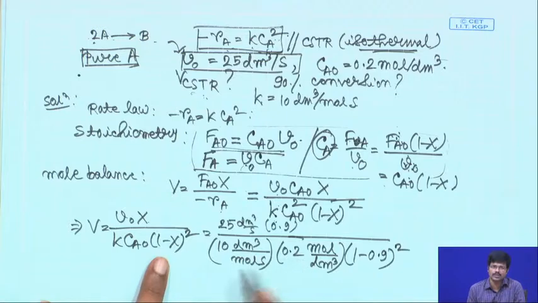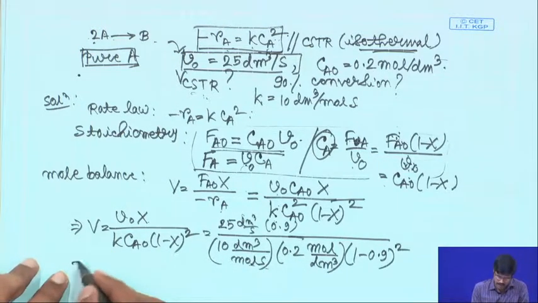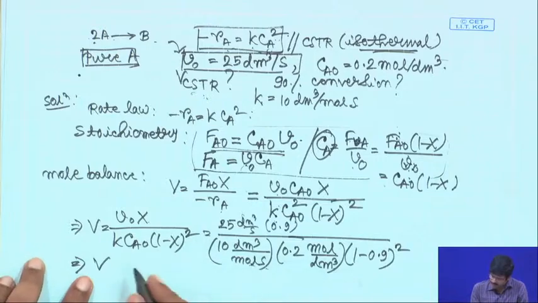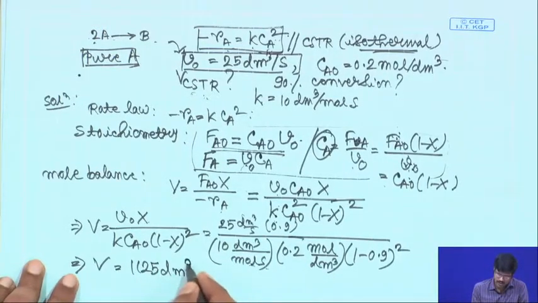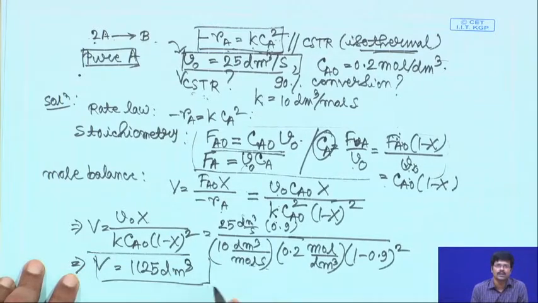Always write down the units, so that ultimately you will see that decimeter cube, mole, second, these things will cancel. The ultimate expression of V from here, as I have calculated already, is 1125 decimeter cube. This is the volume you require to get that particular conversion.